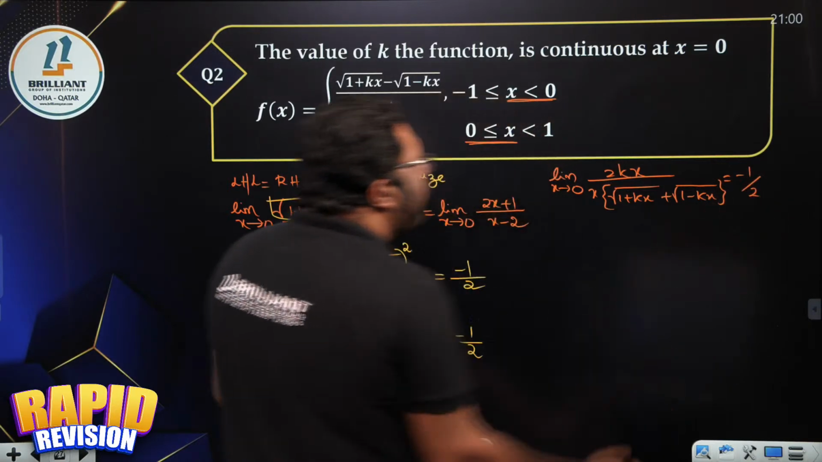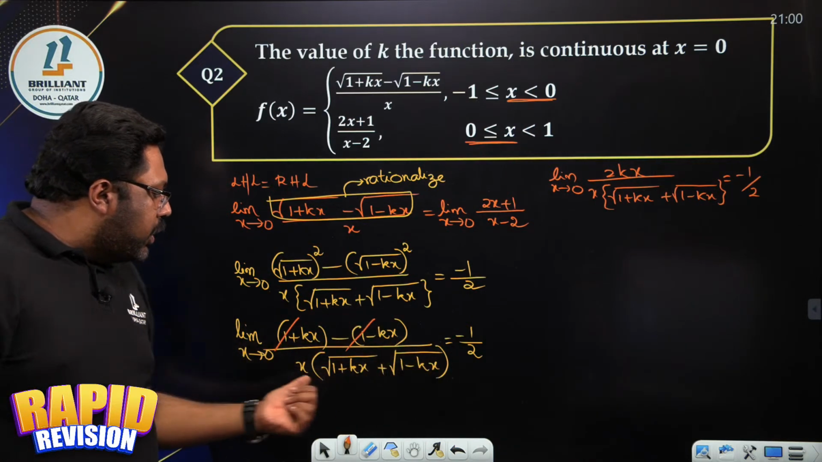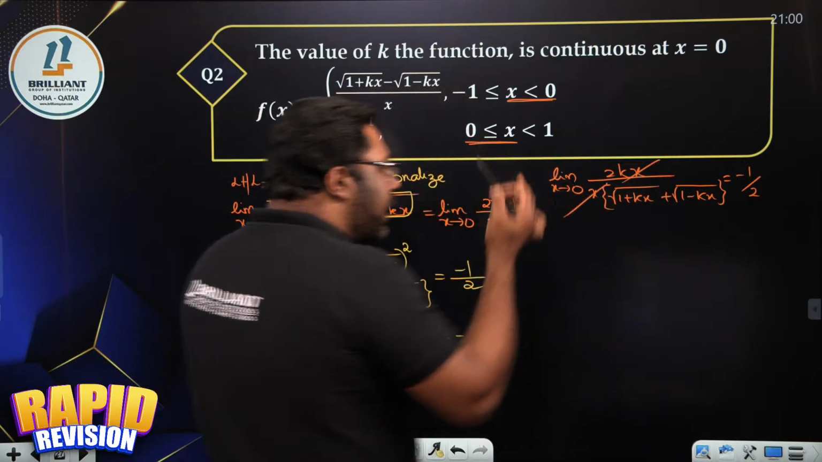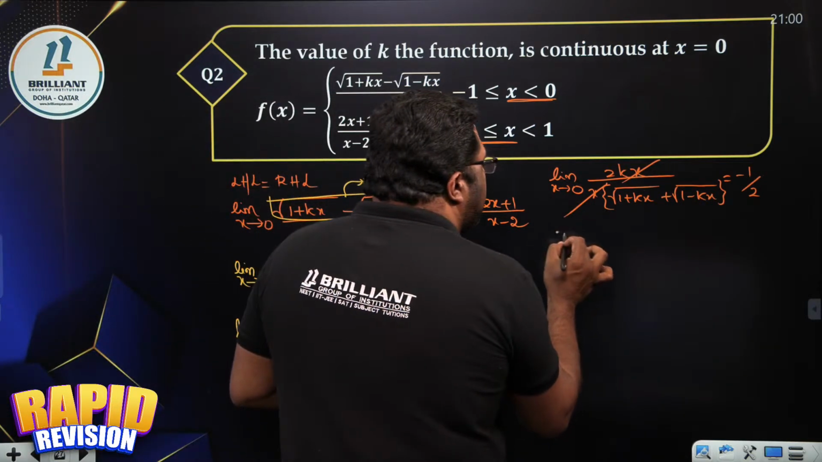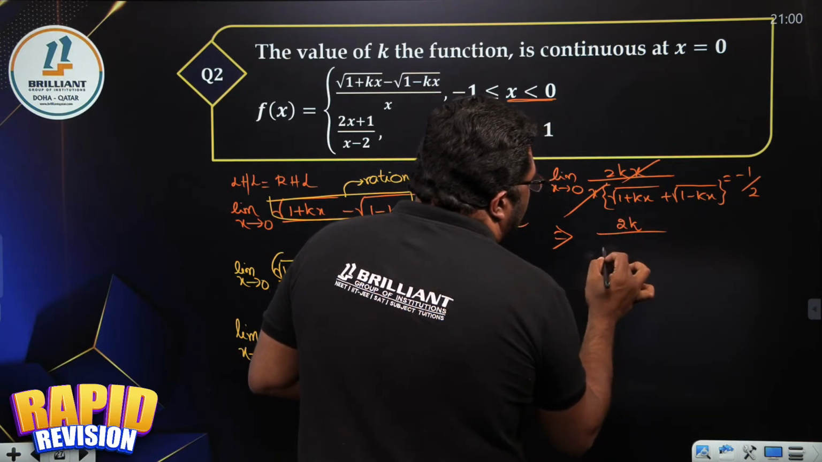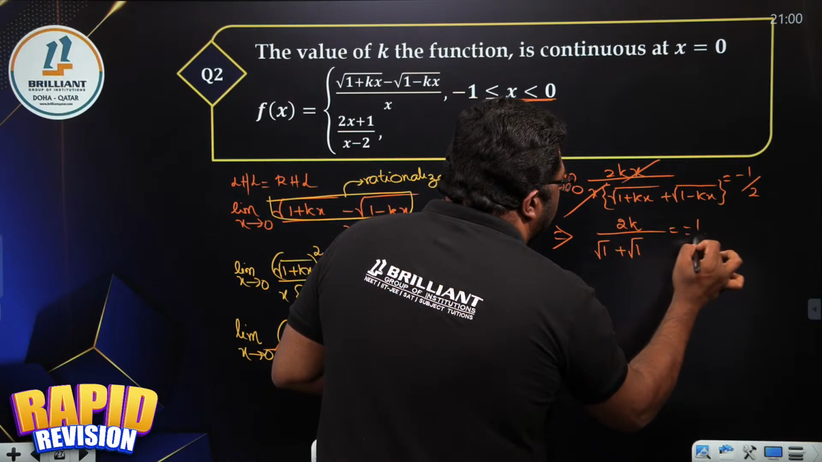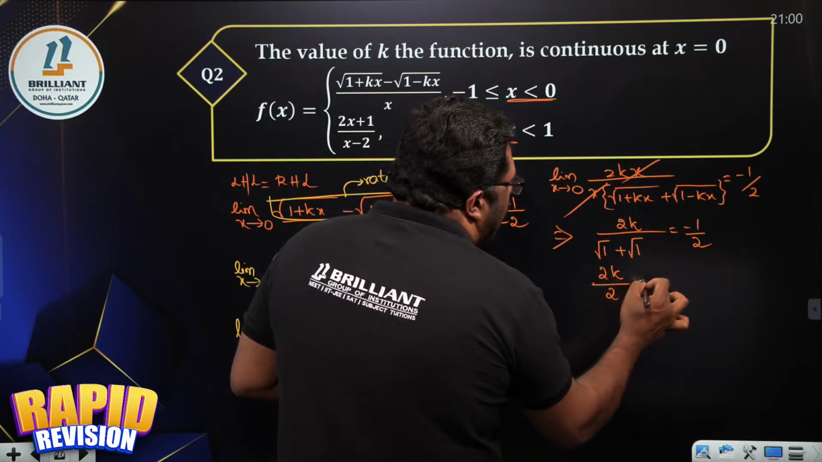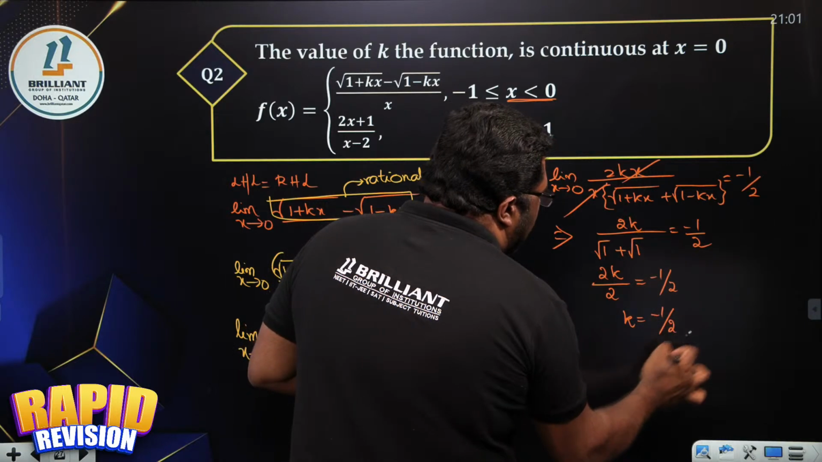I could not substitute the value of x equal to 0 because numerator was still becoming 0, denominator was also becoming 0. It's an indeterminate form, so I'm taking the x now away from both numerator and denominator. Now I can substitute x equal to 0. It's 2k by root 1 plus root 1, which is 2, so it is minus half. So k equals minus half.